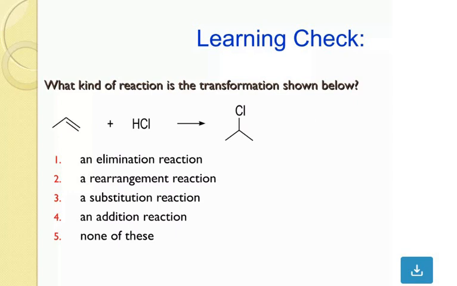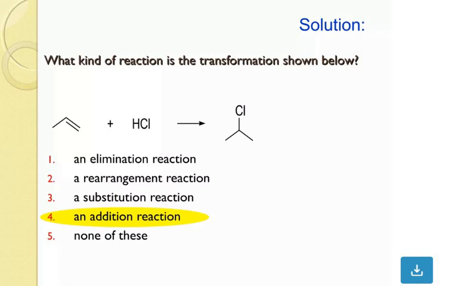So, learning check. What kind of reaction is the transformation shown below? You can check. This is elimination, rearrangement, substitution reaction, addition reaction, or none of these. So you can check it and write the answer in the chat box. Now you see, what kind of reaction is the transformation shown below? This is an addition reaction.